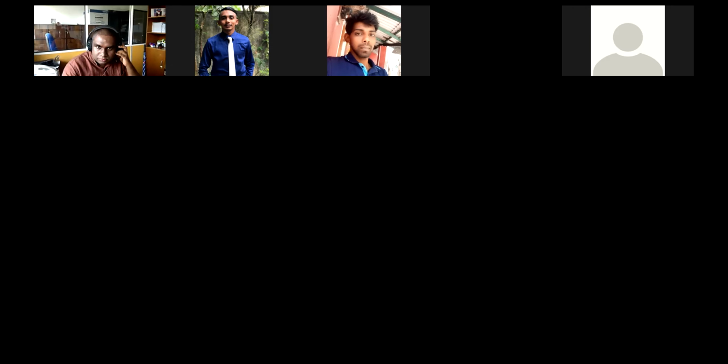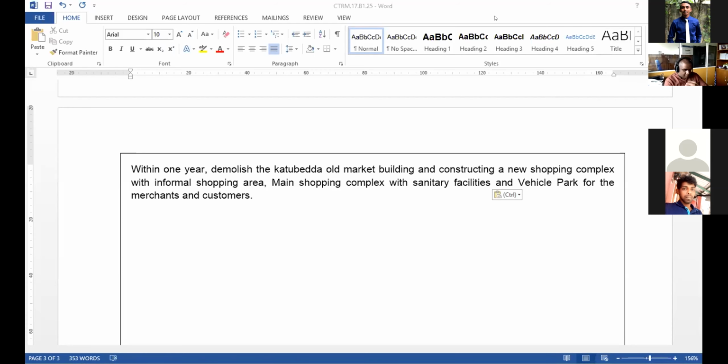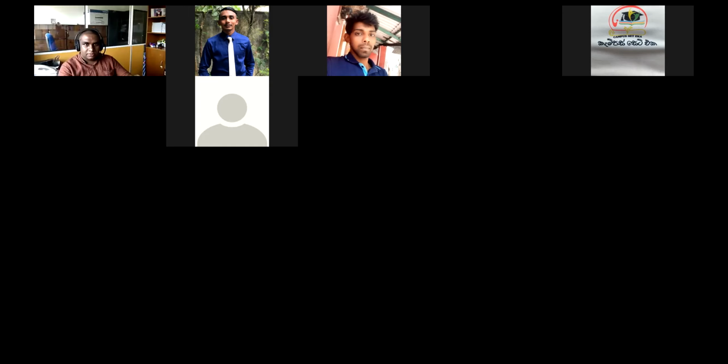Group D, Hashan, can you read out or share your screen if you have typed? Right, it's good. There are some fine tunings to be done. We have to be specific for vehicle park, for how many vehicles. At least better if it's a new construction, mention the square footage or number of stories, right? Those kind of things to check. It should be measurable and specific, right?